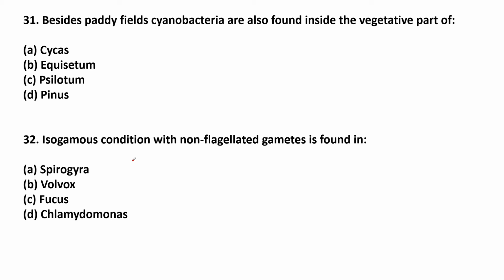Right? Besides paddy fields, cyanobacteria are also found inside the vegetative part of Cycas, Equisetum, Zamia, or Pinus. And the answer is Cycas. Right? In Cycas, the specialized roots called coralloid roots are present.